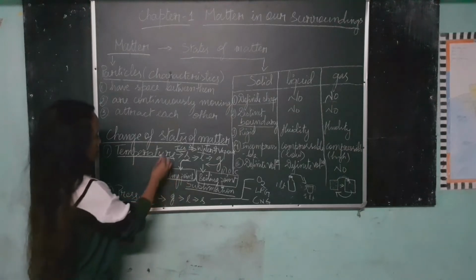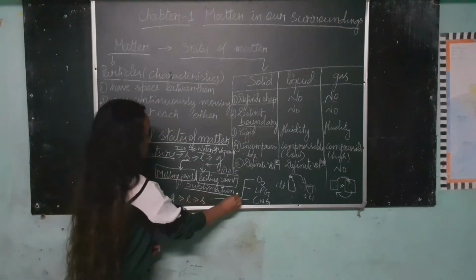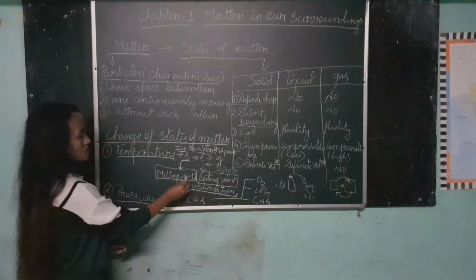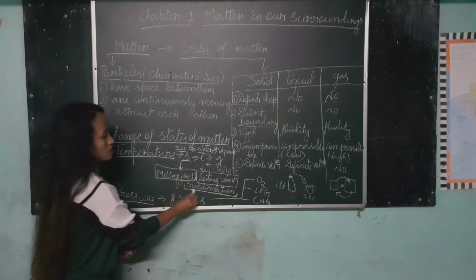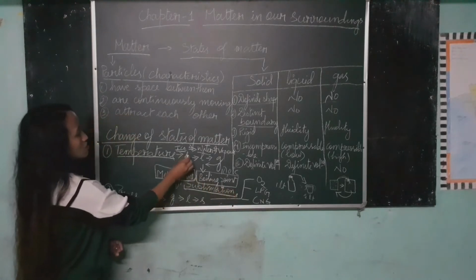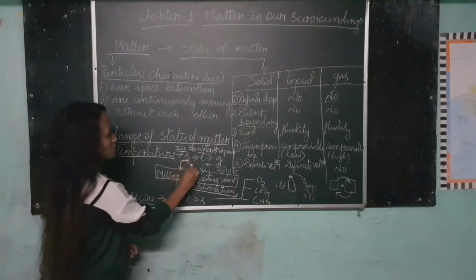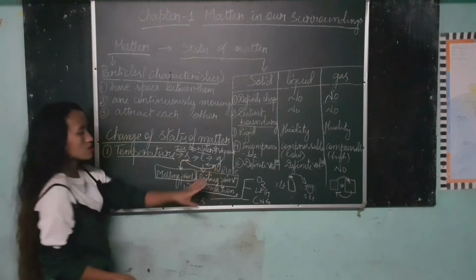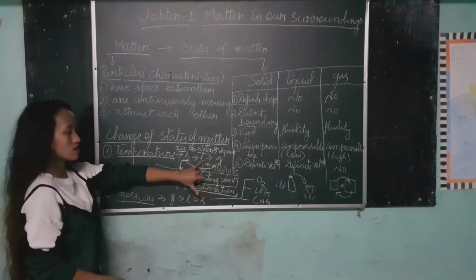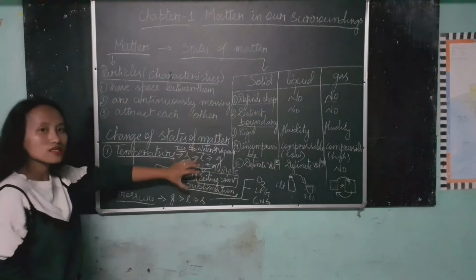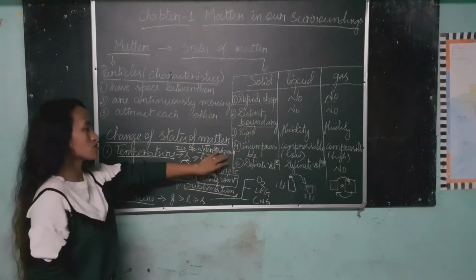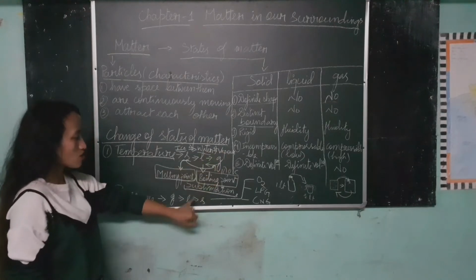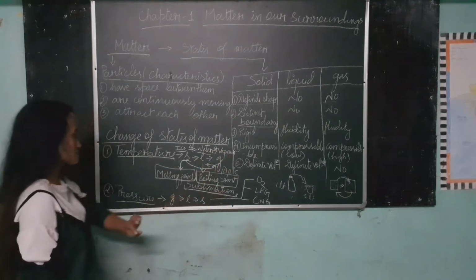And lastly, in temperature, sublimation. So what is sublimation? Sublimation is the change of solid particle into gaseous particle without changing into liquid. So when a solid directly changes into gas without changing into liquid, it is called sublimation.